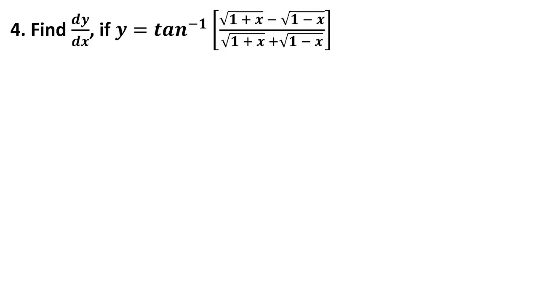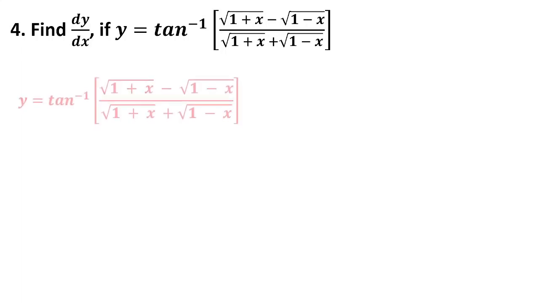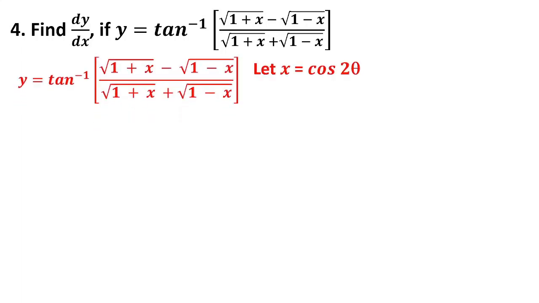Find dy by dx if y is equal to tan inverse of (root 1 plus x minus root 1 minus x) upon (root 1 plus x plus root 1 minus x). Already we have discussed that whenever you see 1 plus x, take x is equal to cos 2 theta. If you take cos theta, you will get a submultiple angle formula. When you take cos 2 theta, directly you can do. Anyway, let us take x is equal to cos 2 theta.